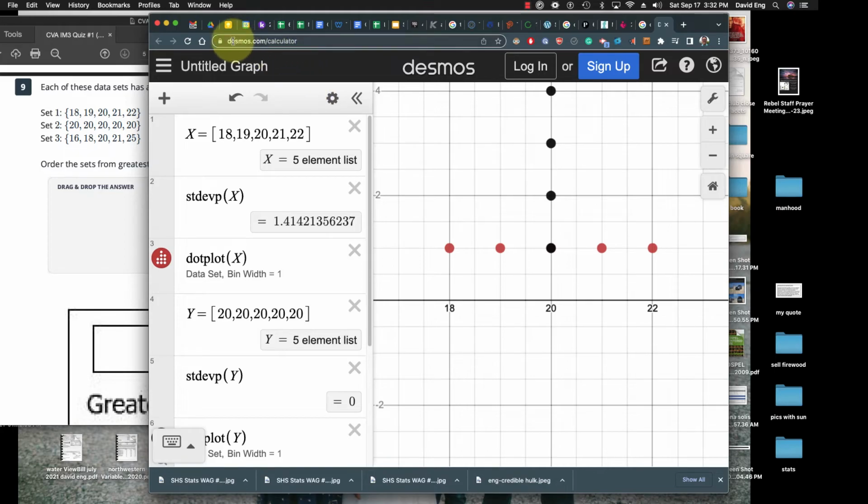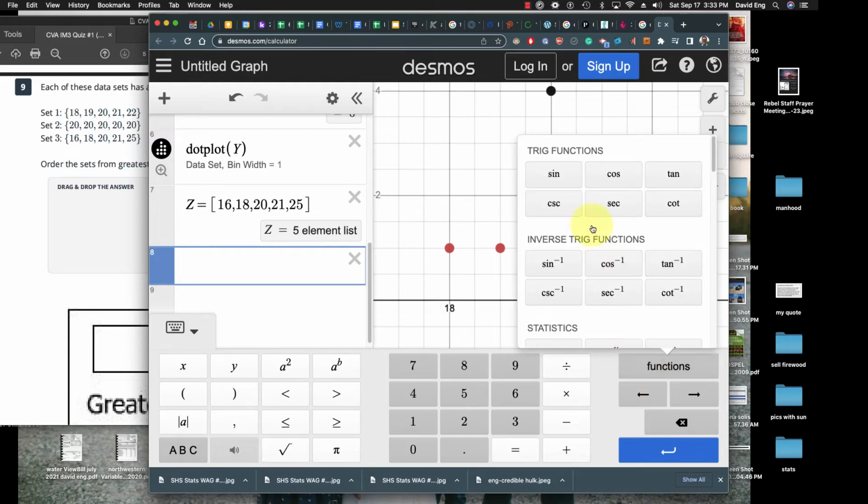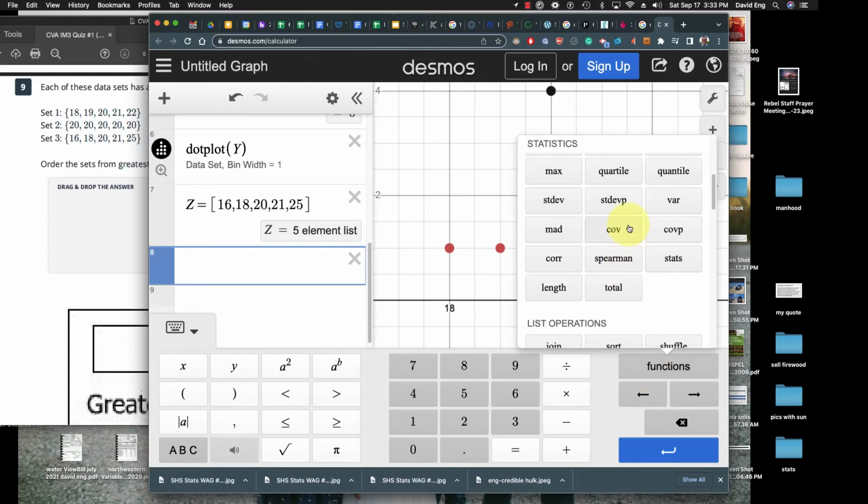Alright, I went to the Desmos graphing calculator, and for set 1, I'm calling it X as my variable. Capital X equals bracket, list all the numbers with commas, close bracket. You've done it correctly if you write X and you see the words X element list. Then I typed in stdevp, and you can get that by keyboard, functions, scroll down, and you have a couple of these right here. The one you want is stdevp, standard deviation of the population. This one is the sample, so you use this one.